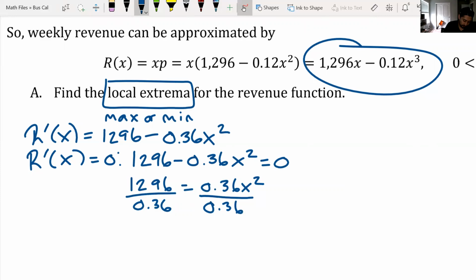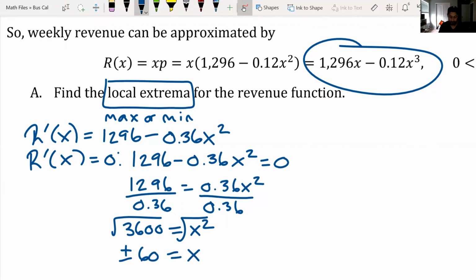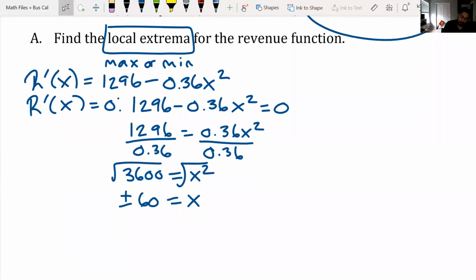0.36. And I get 3600 equals x squared. Okay, now square root, and you get plus or minus 60 equal to x. Now remember, these are my critical numbers.